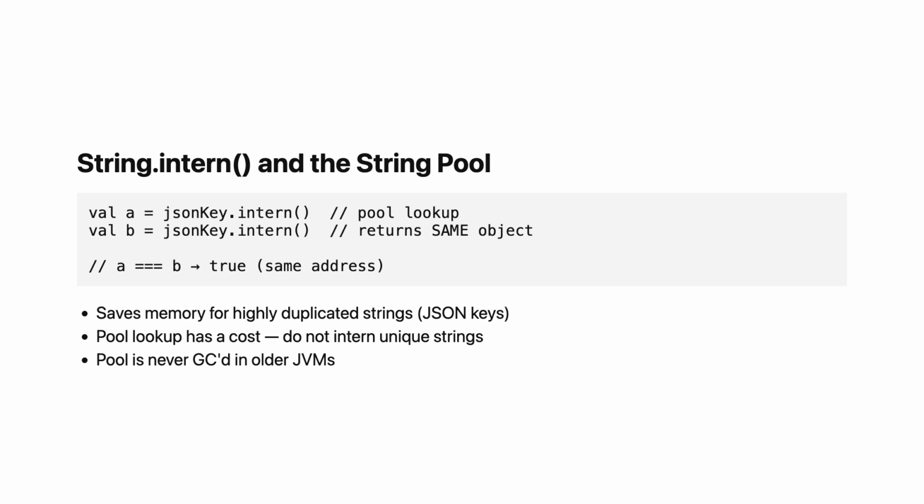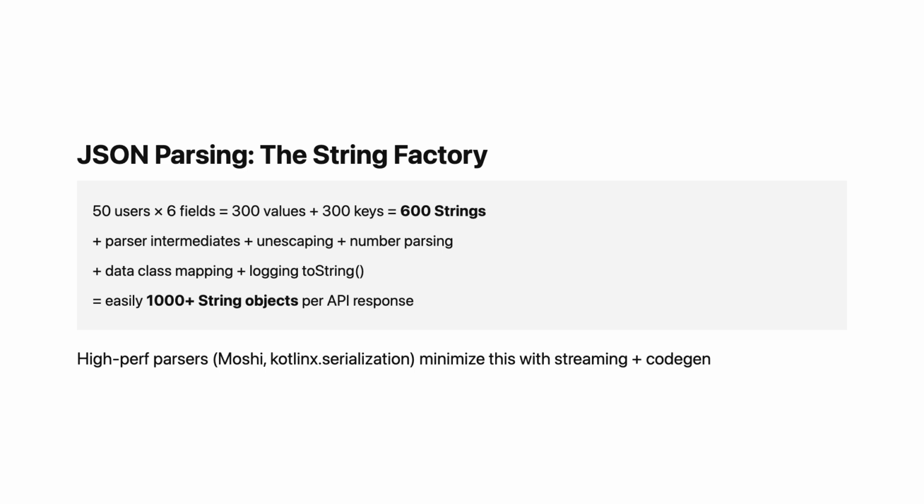But interning has costs too. The pool lookup is not free. The pool itself takes memory and is never garbage collected in older JVM versions. And if you intern strings that are unique, like user IDs or timestamps, you are wasting memory adding them to a pool where they will never be matched. Use interning selectively for strings you know are highly duplicated.